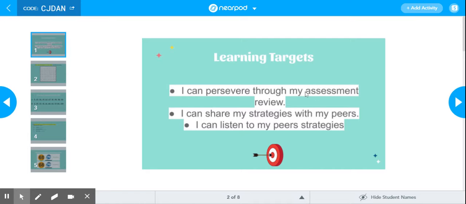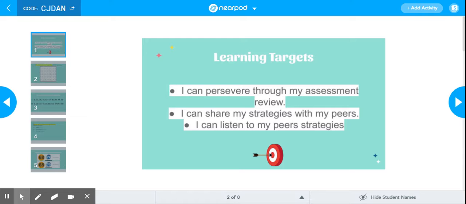Our learning targets. Persevere, it's the big character one that we're going to talk about today because I am going to move very slow through the review. I'm only going to do a couple of questions every day. As we walk through the review, it's very important that you ask questions if you have them. Raise your hand and ask Miss Everett to slow down if she needs to. And that you share your strategies with your peers, and that when your peers are talking to you, you're listening to the strategies that they are sharing with you. So that's what I'm going to be really focusing on.